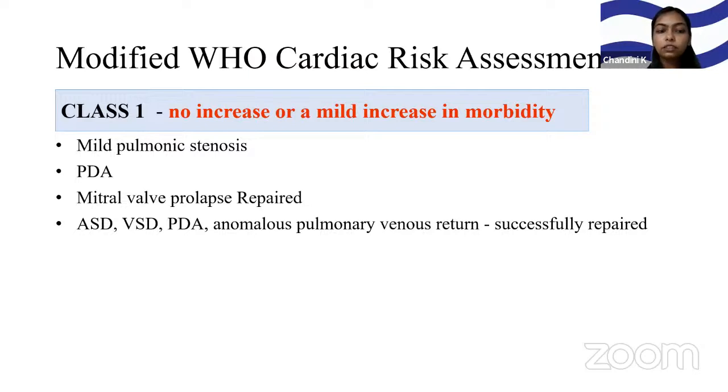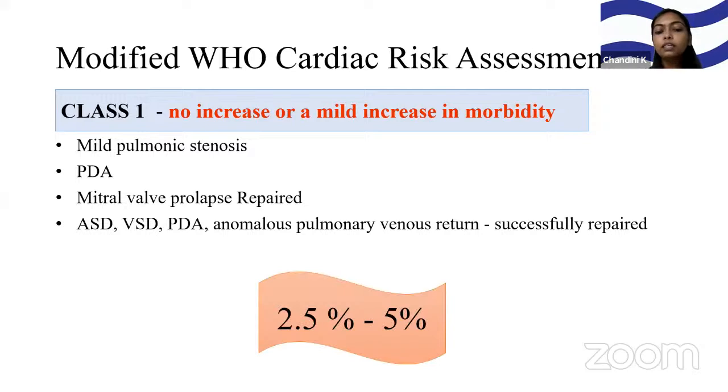And the following conditions are included: mild pulmonic stenosis, PDA, mitral valve prolapse repaired, or successfully repaired ASD, VSD, PDA, anomalous pulmonary venous return. And the morbidity in these patients is 2.5 to 5%.